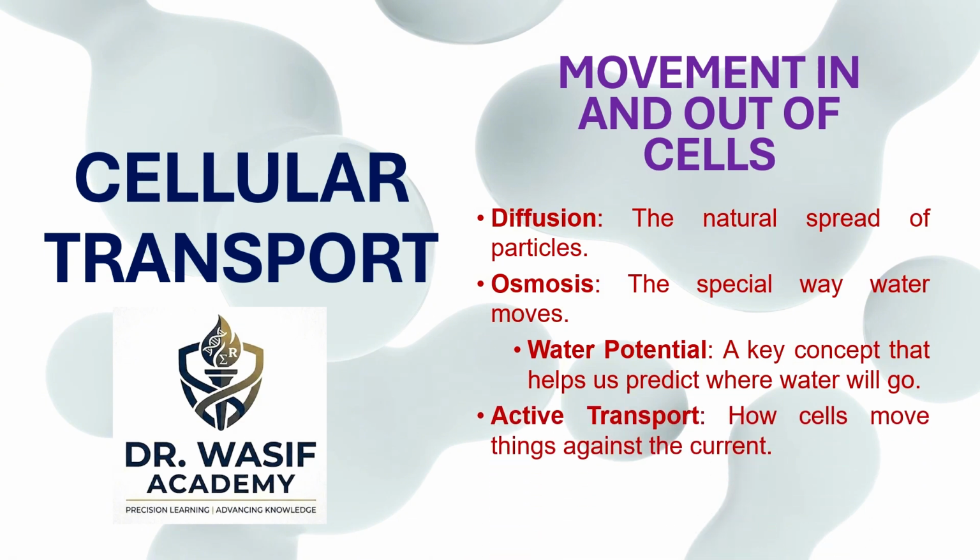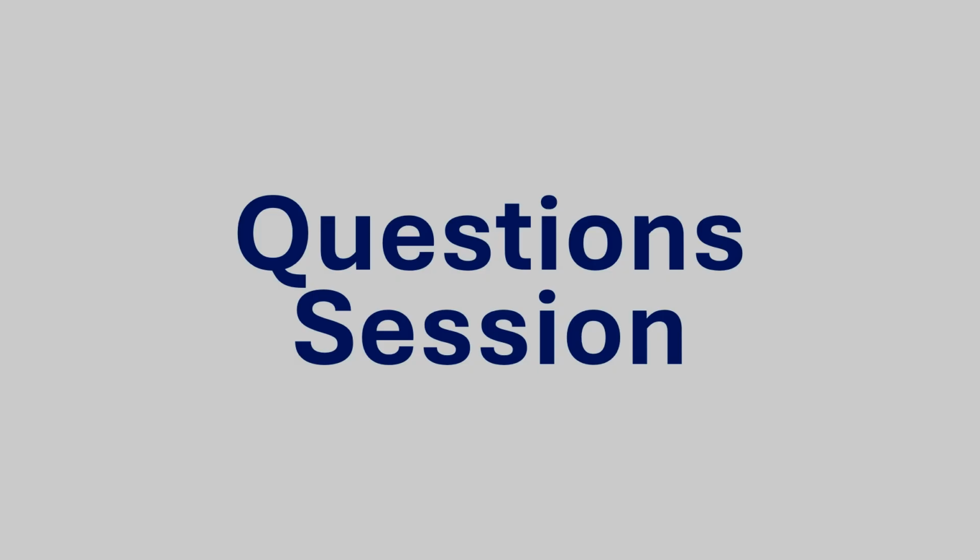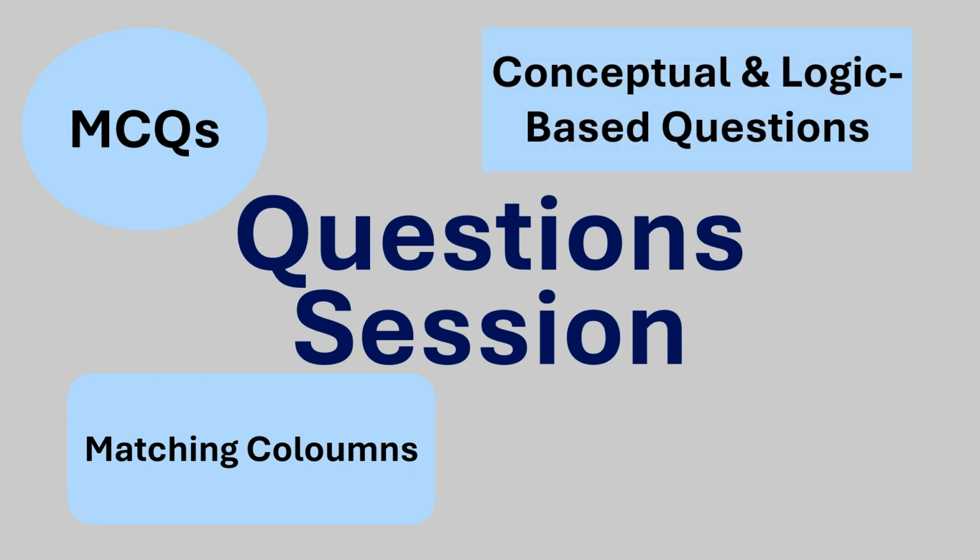And lastly, we have understood the concept of active transport, where we discussed how solutes move through cells against a concentration gradient, utilizing ATP as energy currency, and this process also requires special carrier proteins. Now that the theory is complete, it is time to put your knowledge to the test. Today's session is a comprehensive Q&A designed to mirror your final exams. We will be tackling a variety of MCQs, matching columns, and conceptual questions to ensure you're exam ready.